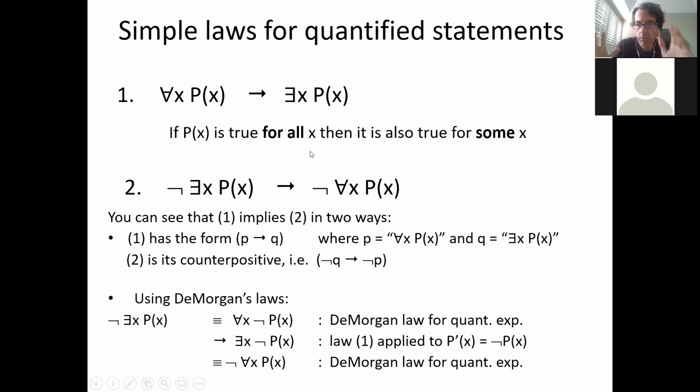Some simple laws of quantified expressions. So the first law is one that has to be true, right? If it is the case that for all X, P of X, in other words, predicate P is satisfied for all X's in the domain, then in particular it is true that there exists an argument that satisfies the predicate. If something is true for all arguments, then there exist arguments which make it true.